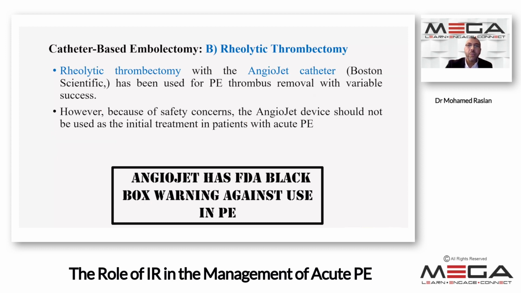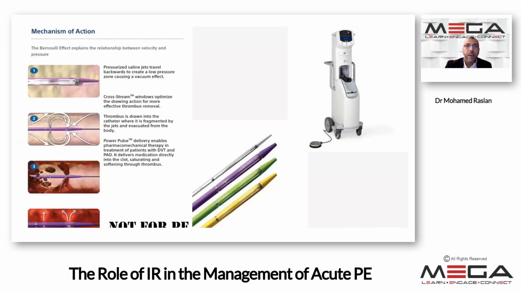So second, we have rheolytic thrombectomy with a device which we called before, with the black box warning from the FDA, which is AngioJet. It has been used for BE thrombus removal with variable success. However, because of the safety concern, the AngioJet device should not be used as the initial treatment with BE. The idea, technically, its use in the BE is similar to its use in the deep veins. It has a high-speed saline jet that travels backward from the tip of the catheter, creating a vacuum and a thrombus fragmentation effect. This catheter can also be used for intra-procedural pulse delivery of low-dose thrombolytic agents like Alteplase 10 to 20 milligram. And of course, it's not recommended to start with cases of PE.